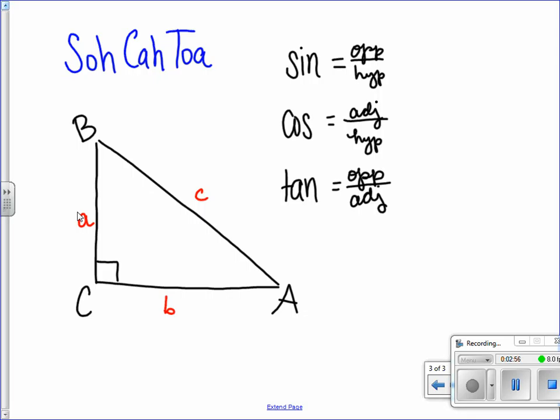Alright, we also have reciprocal functions. Reciprocal functions are just that. They're the functions that are the reciprocals of these three functions. Remember what a reciprocal is? Not opposite, because that would change the sign. Flip it, yeah. Alright, so the reciprocal function for sine is cosecant. And it would be hypotenuse over opposite. See how that works?